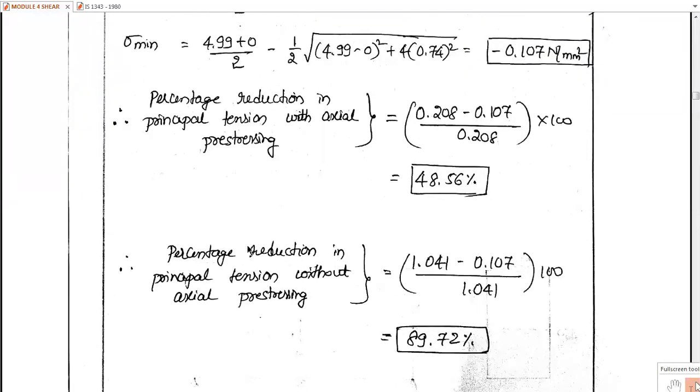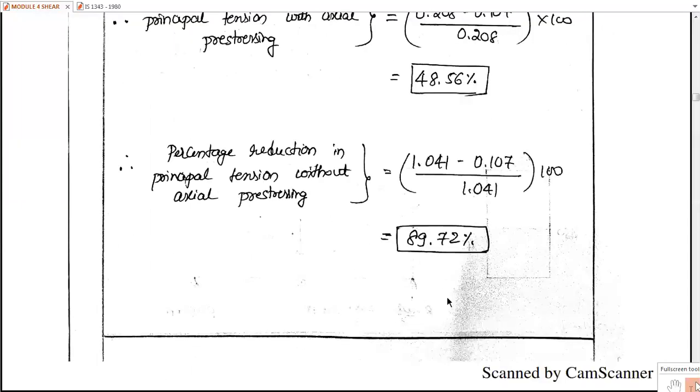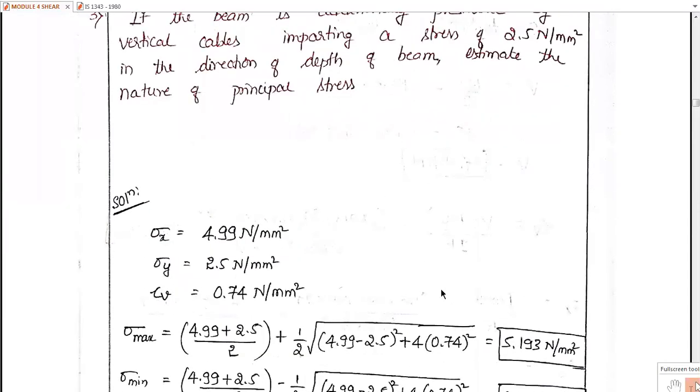It is also compared without the axial pre-stressing. With axial pre-stressing, without axial pre-stressing, again it came around 89.72%. Third problem, it is also a continuation.